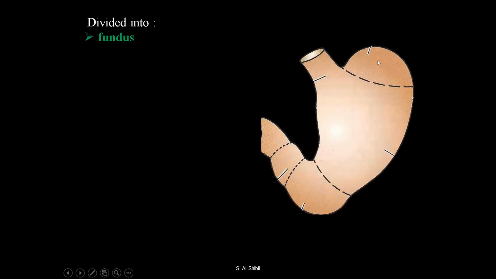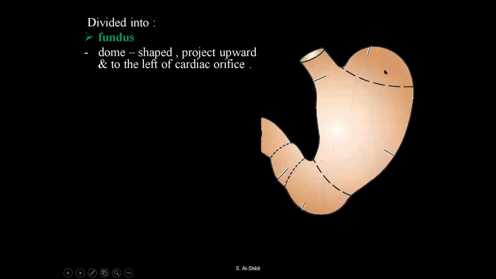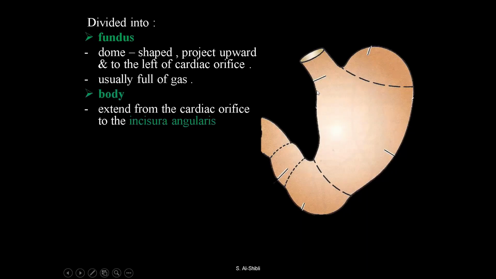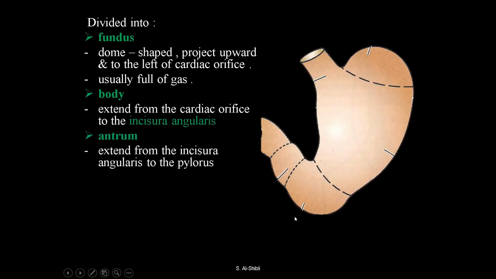The fundus, this is the fundus, which is dome shaped and filled by gas. Then we have the body, which starts from the cardiac orifice to the incisura angularis. This is the margin, we call it incisura angularis. This is the body.